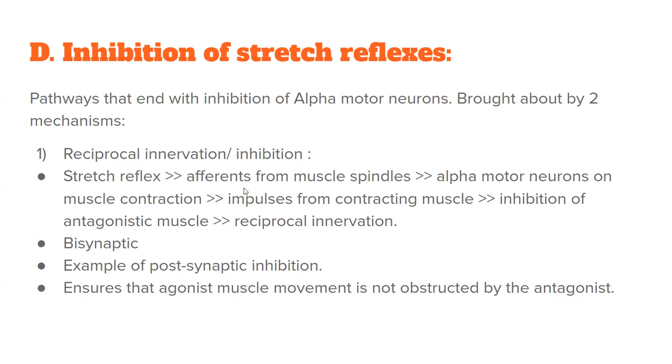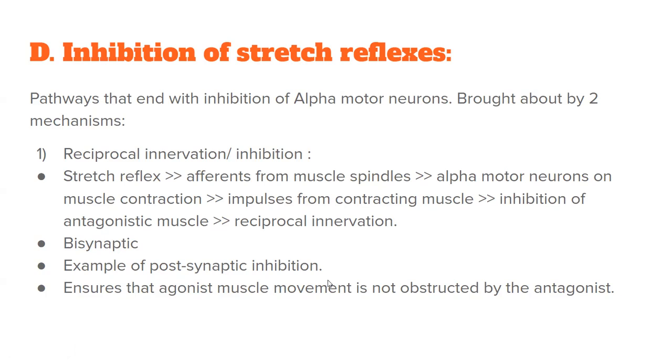So there is stretch reflex, afferents from the muscle spindles, alpha motor neurons, and muscle contraction. Impulses from the contracting muscle causes inhibition of the antagonistic muscle. This is called reciprocal innervation. This is a bisynaptic transmission here. And this is the example of a postsynaptic inhibition. Ensures that the agonist muscle movement is not obstructed by the antagonist. This is one method in which the stretch reflex is inhibited.